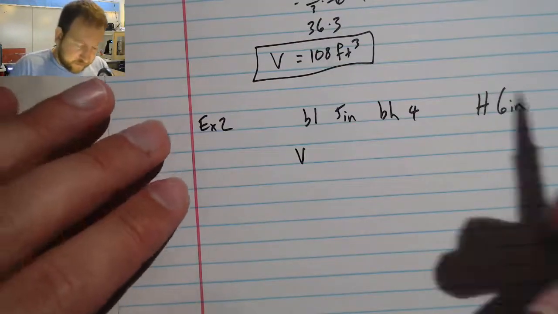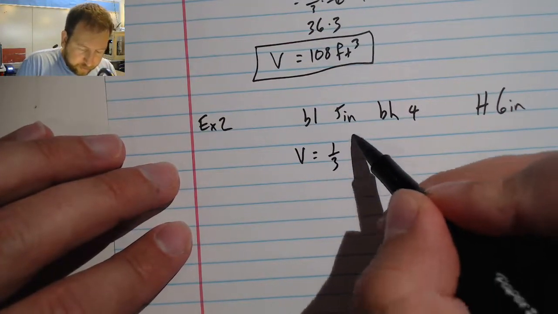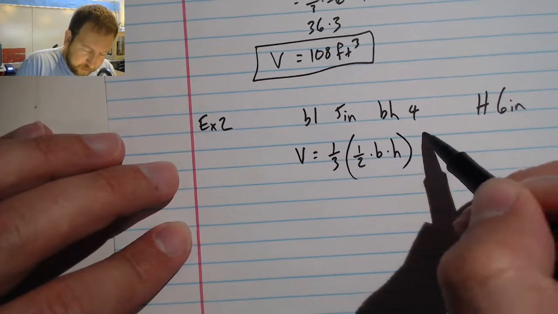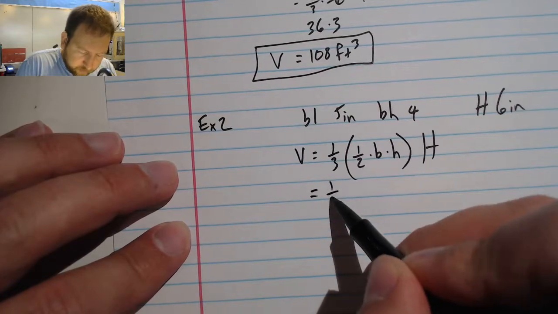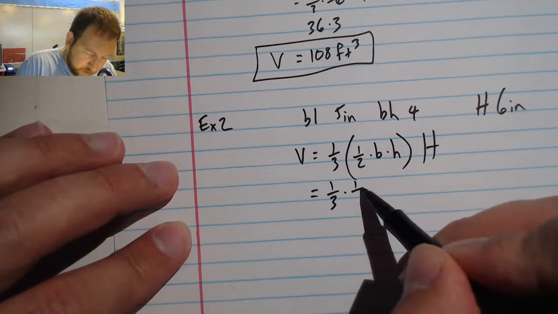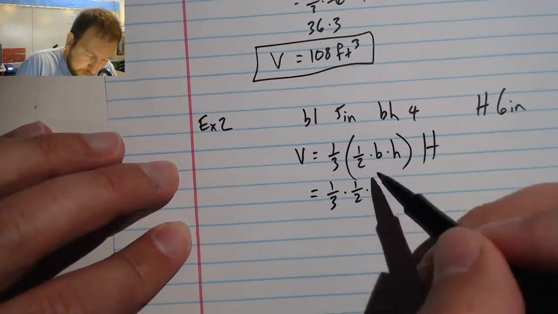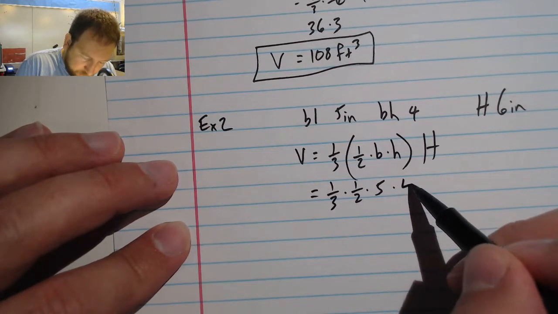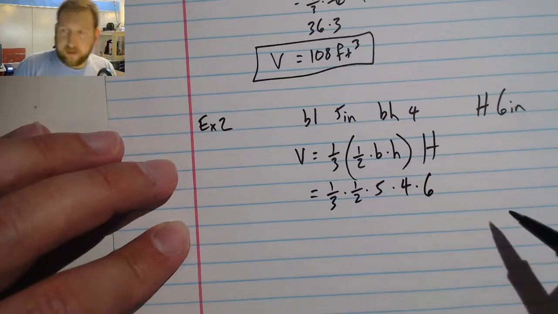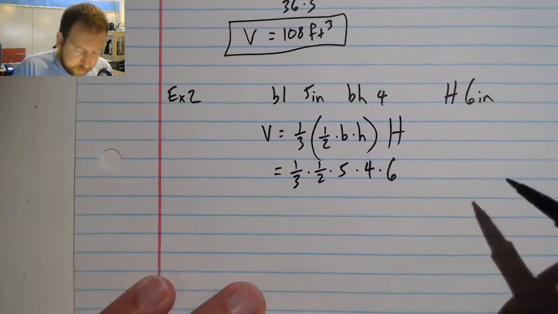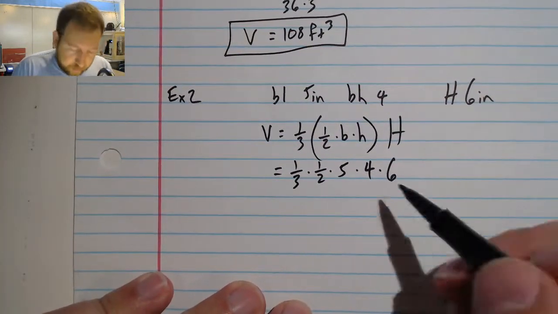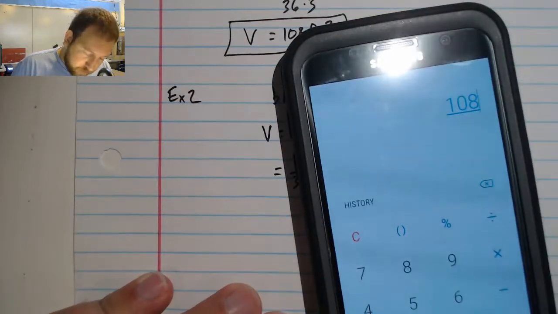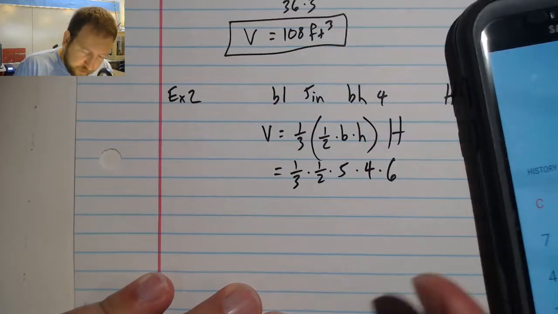times 1/2 base times height. 1/3 times 1/2 base times height times big height equals 1/3 times 1/2 times my base of 5 times my base height times 4 times 6, because I'm putting in all the numbers that I know. Now I just need to multiply it out. 5 times 4 is 20. 20 times 6 is 120.